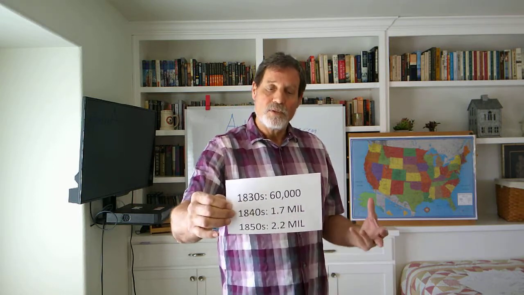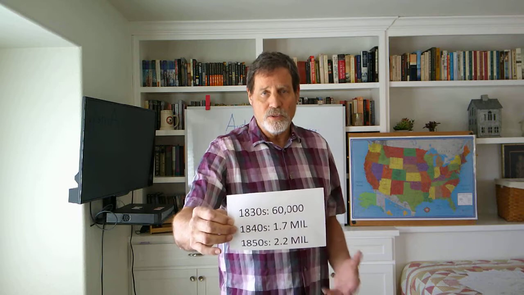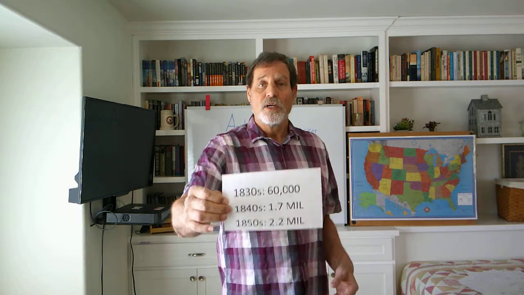So in the 1830s, we're looking at about 6,000 a year, right? 6,000 a year, and then you can do that by month, and you see that's not many. In the 1840s, we're looking closer to 170,000 per year. That was noticeable. I want you to know it was noticeable. In the 1850s, 220,000 per year. That clearly was noticeable.